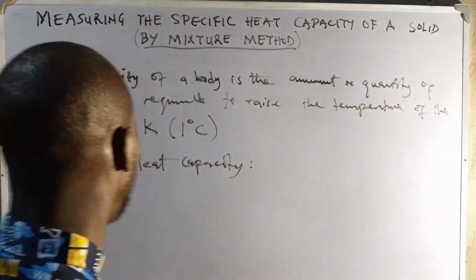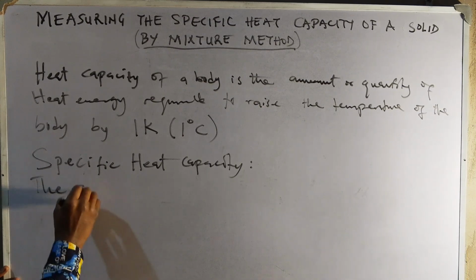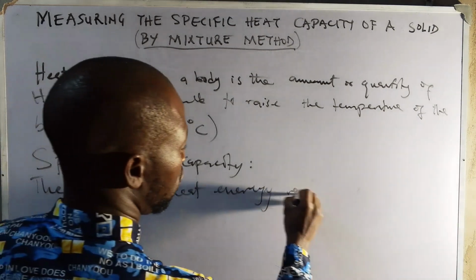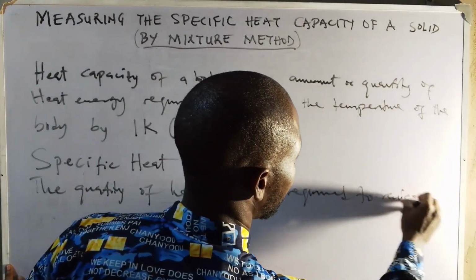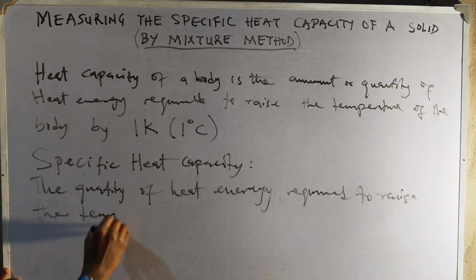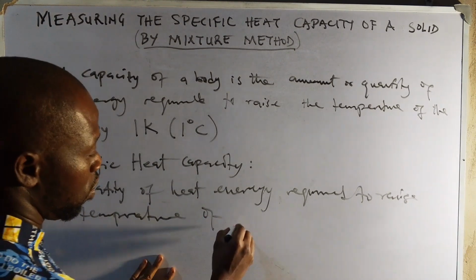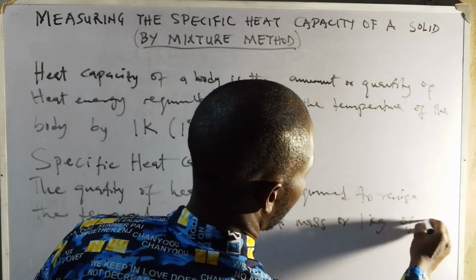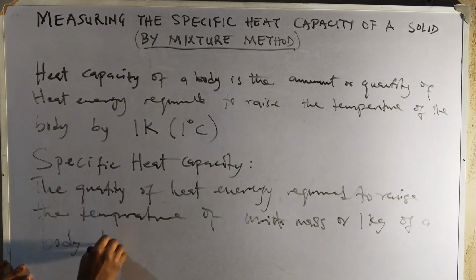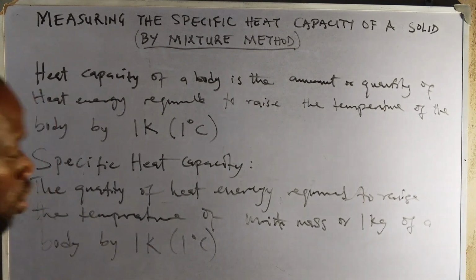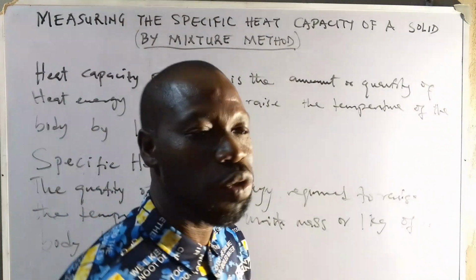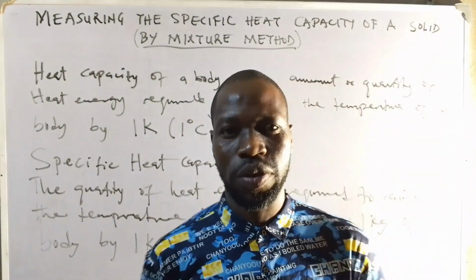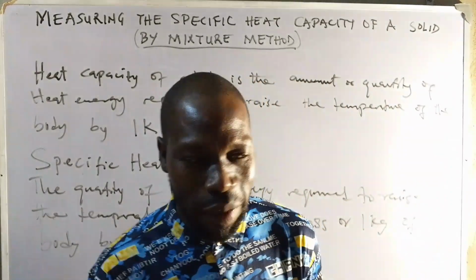This is the quantity of heat energy required to raise the temperature of unit mass, or 1 kilogram of a body, by 1 Kelvin or 1 degree Celsius. So the total amount of heat energy required to raise the temperature of unit mass of the body by 1 degree Celsius or 1 Kelvin is the specific heat capacity of the body.